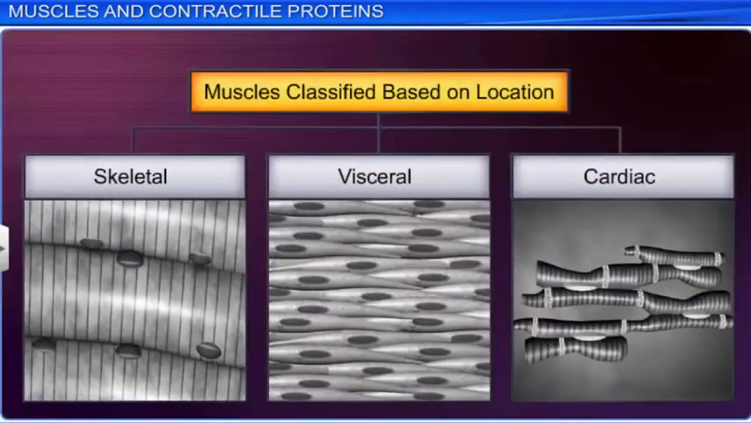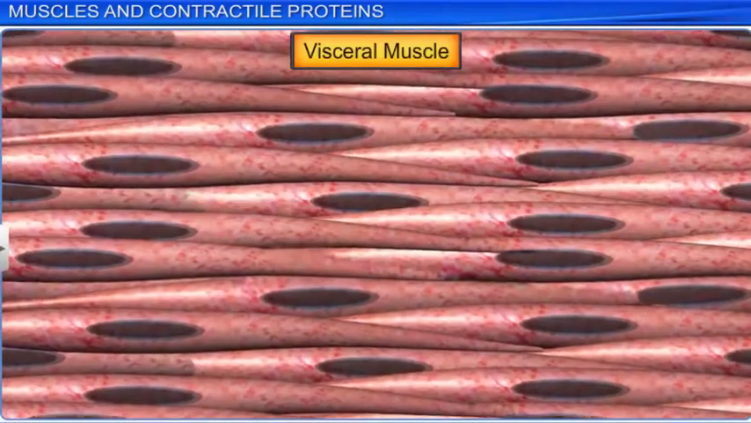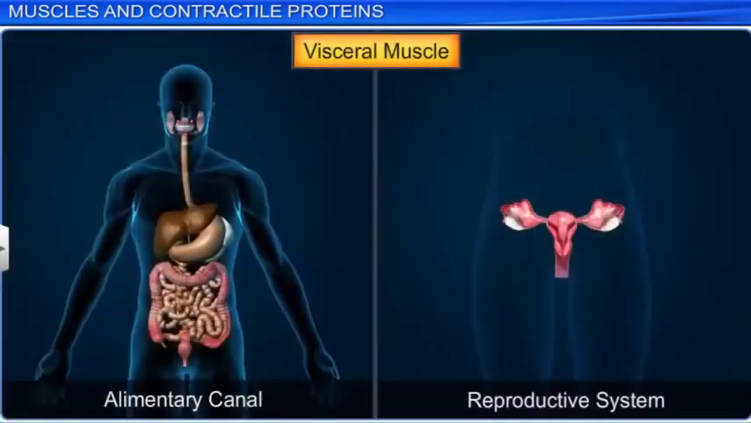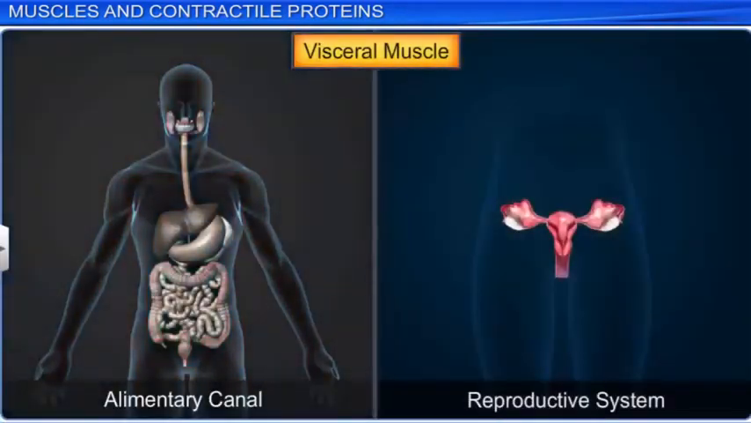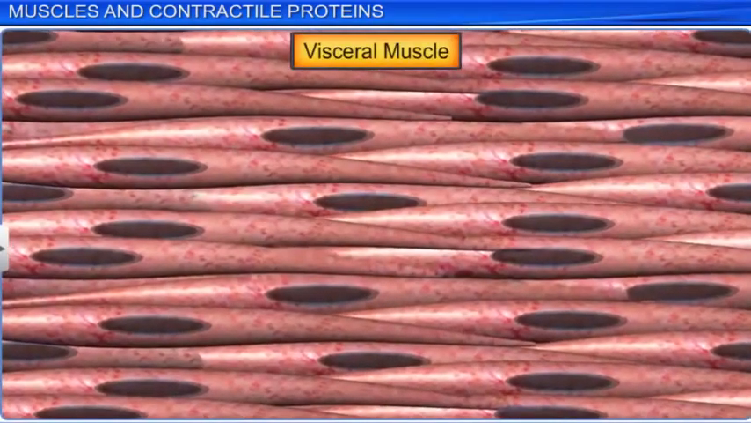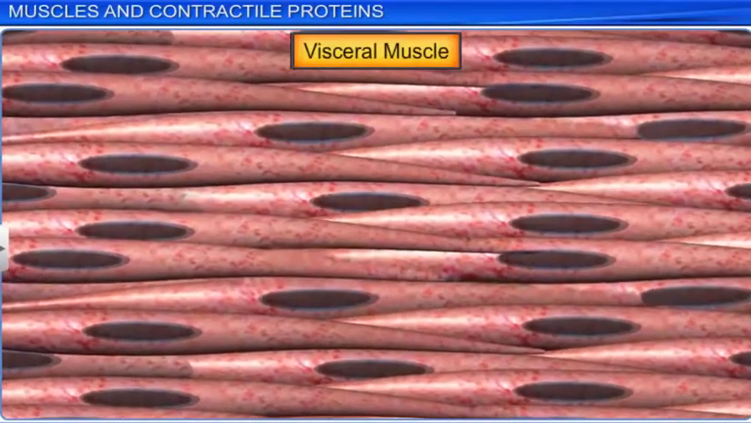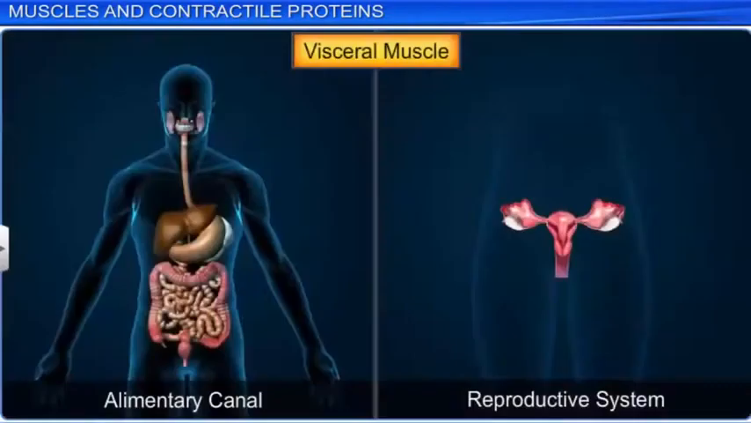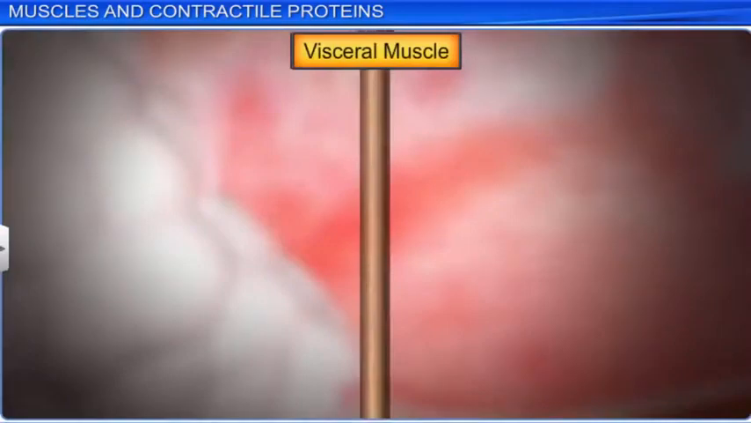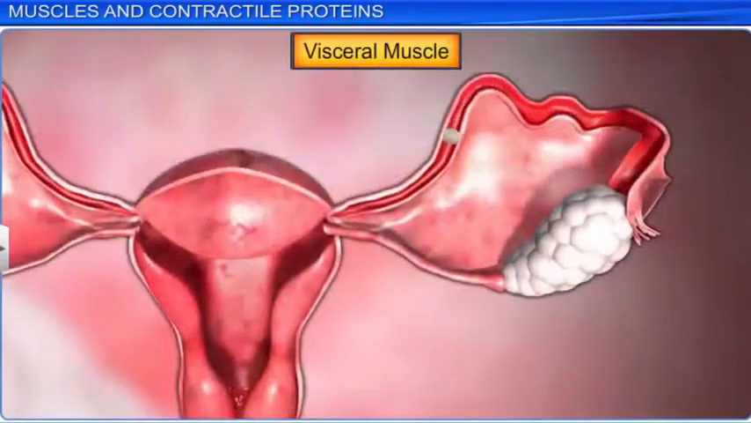Another type of muscle are visceral muscles. They are found in the inner walls of hollow visceral organs such as the alimentary canal and reproductive tract. In contrast to skeletal muscles, these muscles are unstriated or smooth and involuntary. These muscles help to carry food through the digestive tract and gametes through the genital tract.